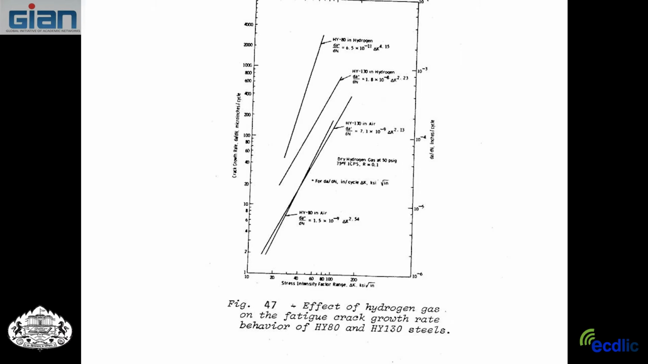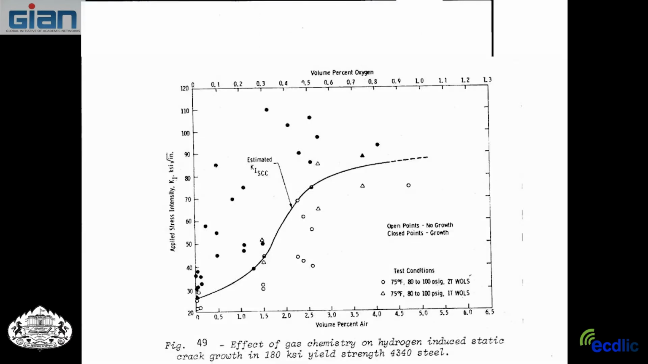Here's some HY80 and HY130 in air. Now this is higher strength than that one. They didn't line up the right way. I don't know what was the matter with them, but they didn't do it. This is a steel that the U.S. Navy like to use for submarines. So it's a submarine steel. I want to show you that.